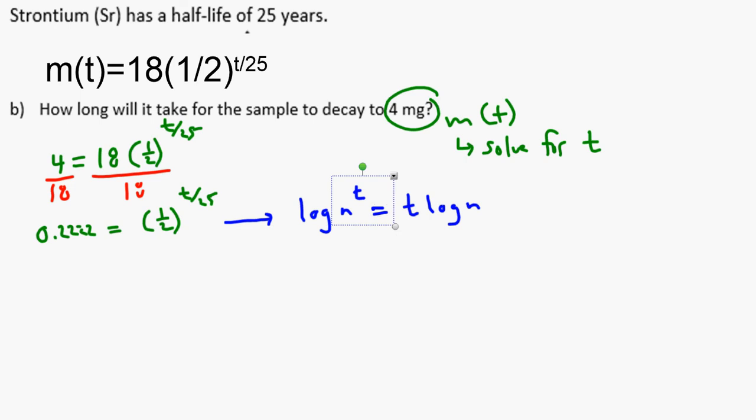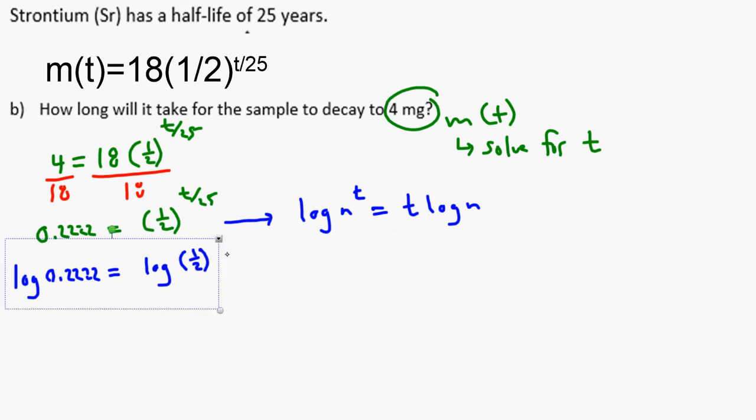How does that help us, Mr. Wills? Well, if I log both sides, so I'm going to log this side here. So log of 0.2222 is equal to log of 1/2 to the t over 25. By the way, this is legit. Why is this legit? Because I'm doing the same thing to both sides. So because I'll have log on both sides, I can take this guy and bring him down here, which is wonderful.